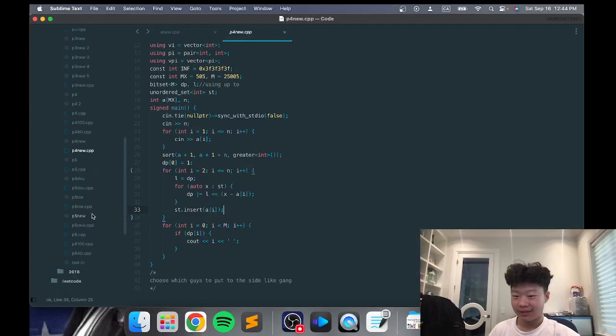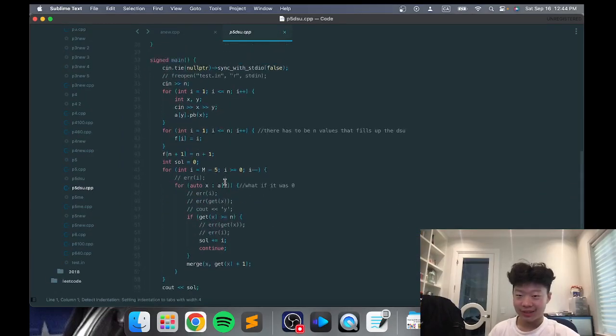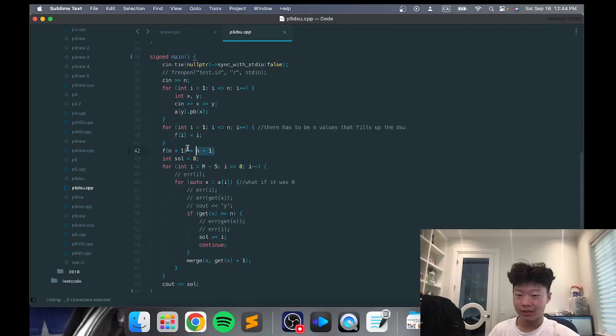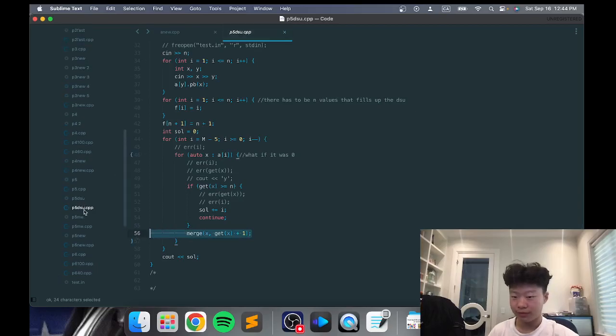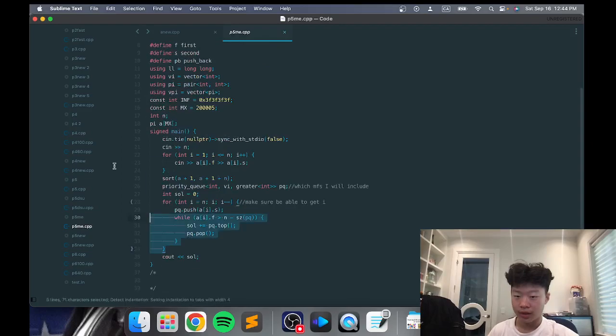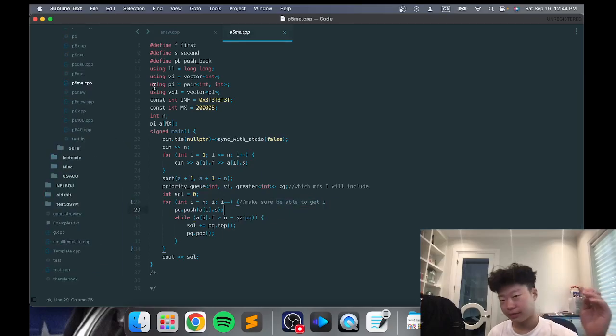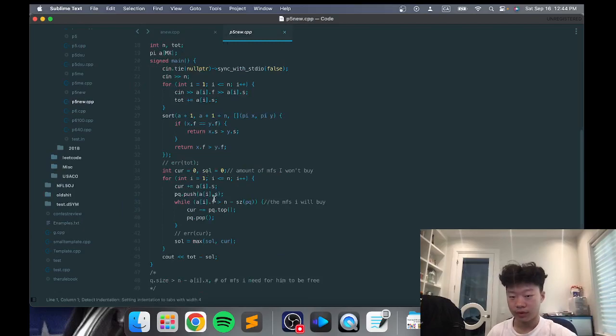This is the DSU. You insert, you do the DSU. Boom, boom, boom. You go buy the most expensive first, and then you buy them out. If they're n, you add them up, and then you merge. Otherwise, you can use a priority queue and add it, and this is which people you won't buy. And then boom, boom, boom, yeah.